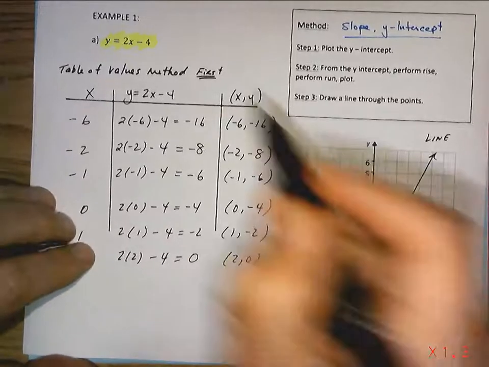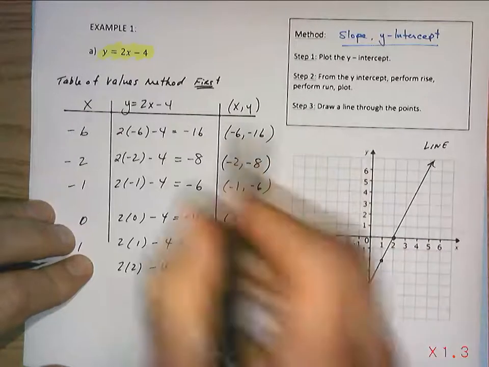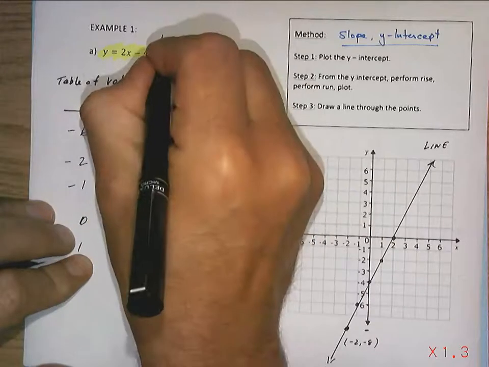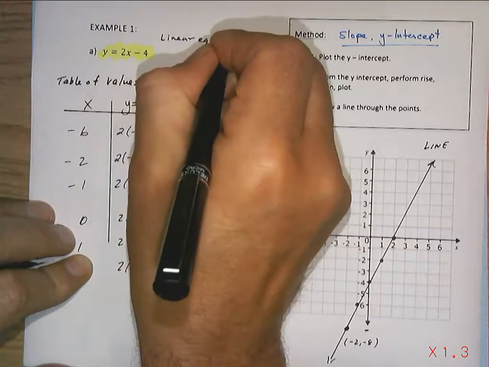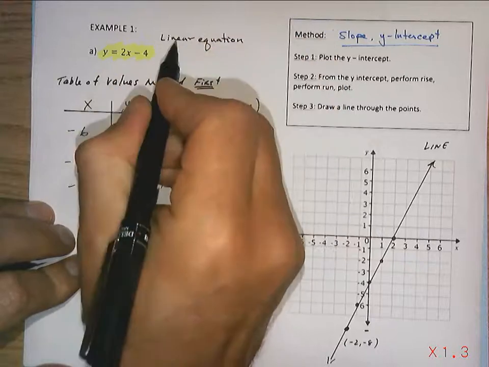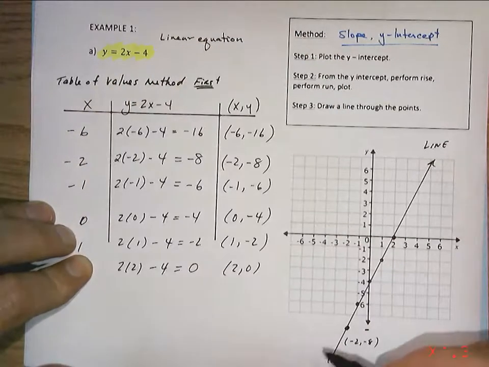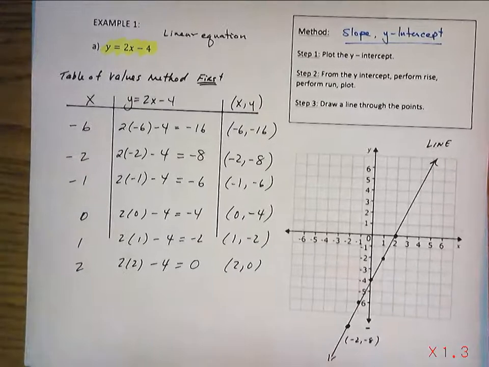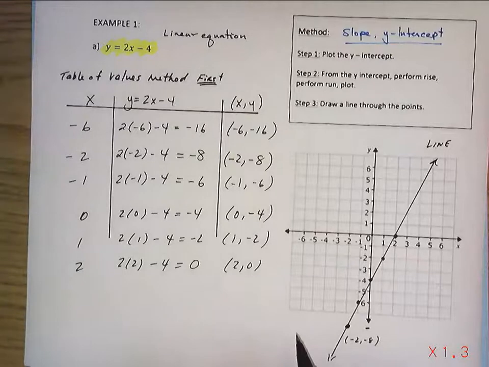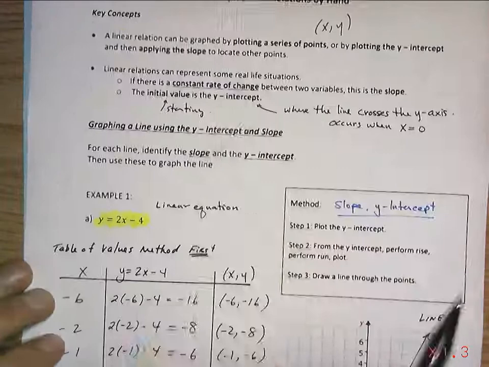Now, when an equation gives us a line as its picture, the equation then gets called a linear equation. And it's called a linear equation because when we do a picture of it, a graph of it, we get a line. So that's how that relates. Great. So that's grade 9 in a nutshell using a table of values. That was one way of doing it.